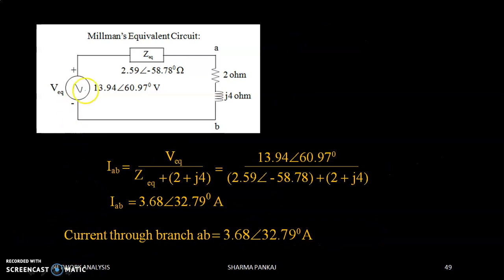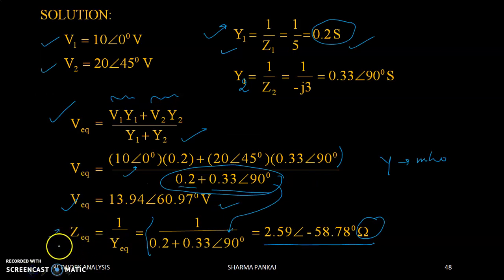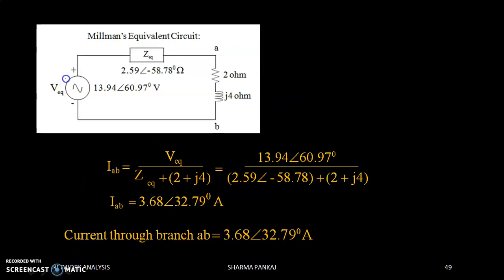Now this is your Millman's equivalent circuit. Using this Z equivalent data and V equivalent data, we have drawn the Millman's equivalent circuit. We know the elements connected across point A and point B, terminal AB, that is you have 2 ohm and minus J4 ohm. So we can very easily calculate IAB, the current flowing through this branch.